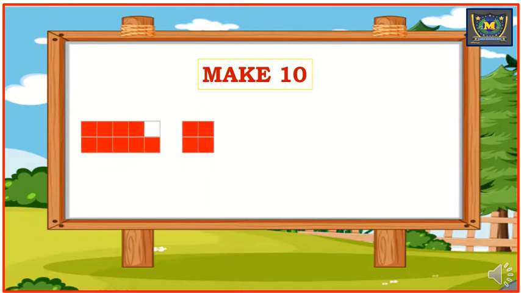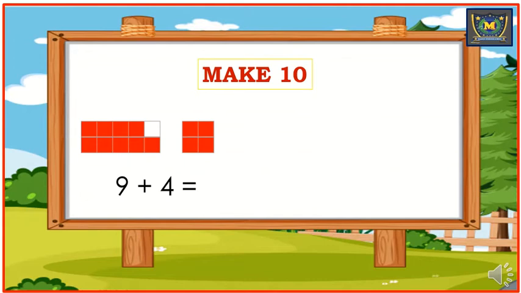And now let's move on to the last strategy we have. So let's proceed to make 10. So let's have an example right here. So we have here two sets. The first set is we have here 10 squares, and 9 squares are shaded, and our second set is 4 squares and all are shaded. And if we are going to make an equation out of this, it becomes like 9 plus 4.